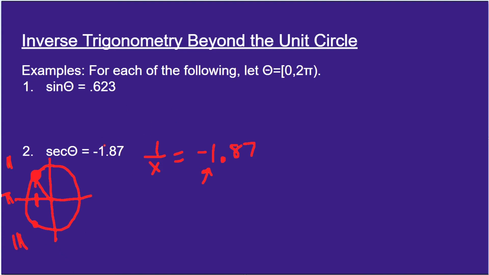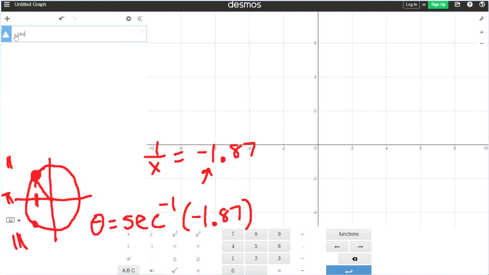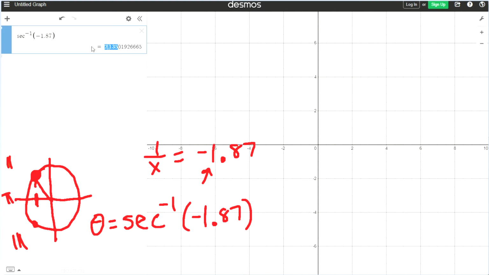So, all right, we can figure this out, y'all. We just need to do an inverse secant. So we do the secant inverse of our negative 1.87, and that should be equal to theta, right? By doing inverse secant to both sides, I would get theta on its own, and I have secant inverse of negative 1.87. Let's evaluate that with our calculator. Secant, wait, where's secant inverse? Functions, secant inverse of negative 1.87, and we get 2.135, right?